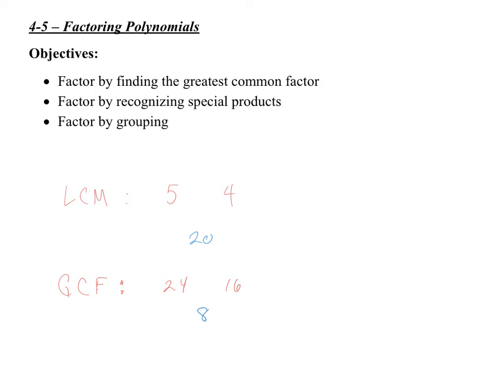Sure, there are other answers. What's another common factor of 24 and 16? Give me another common factor. 4. What else? 2. Is that it? 1. Yeah, good. I know, it's a good point. 1 is a common factor of all numbers. So what are common factors?